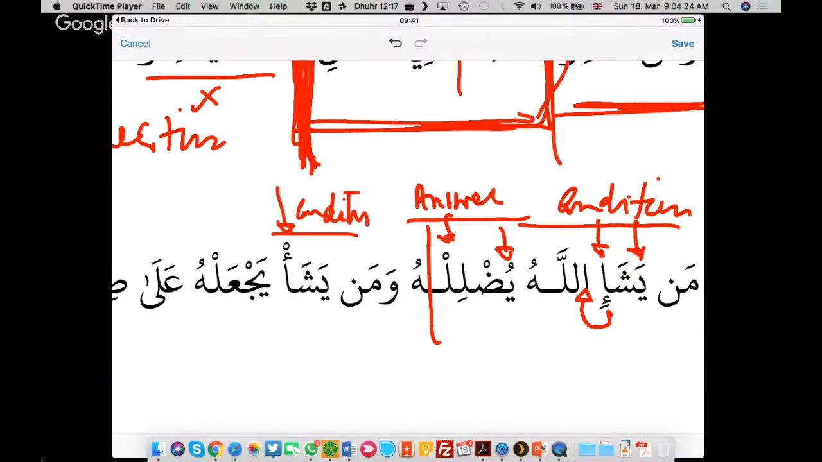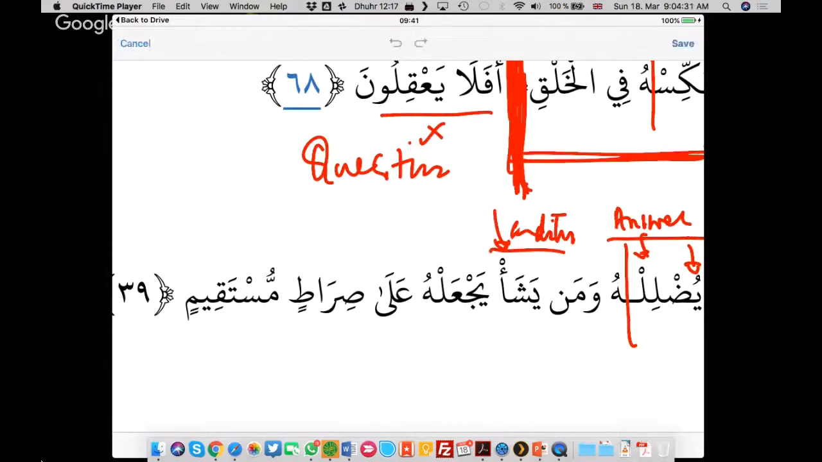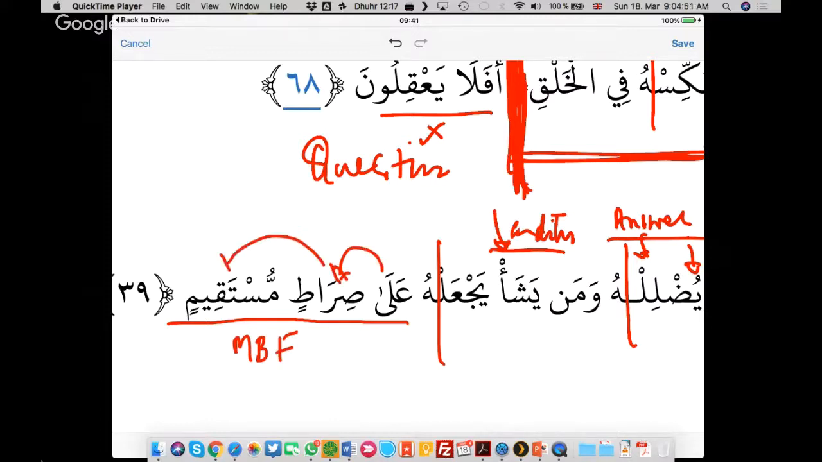Yaj'alhu ala siratim mustaqim. He places, yaj'alhu. Now yaj'al is the lightest form, so it is the beginning of the jawabul shart, the answer to the condition. Who is the attached pronoun? And ala siratim mustaqim is the entire muta'alliq bil fi'l. This is jar majroor, and this is mawsuf sifa, siratim mustaqim. So it is a full-blown muta'alliq bil fi'l. So this entire thing is the answer to the condition.